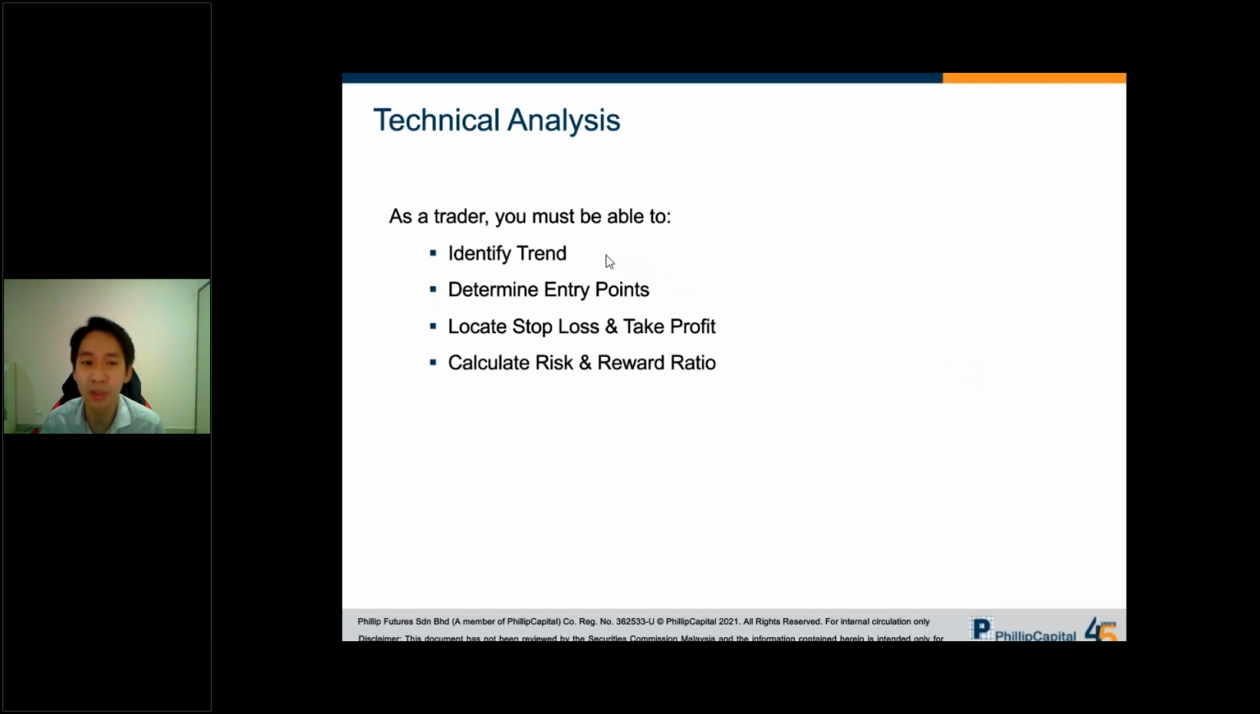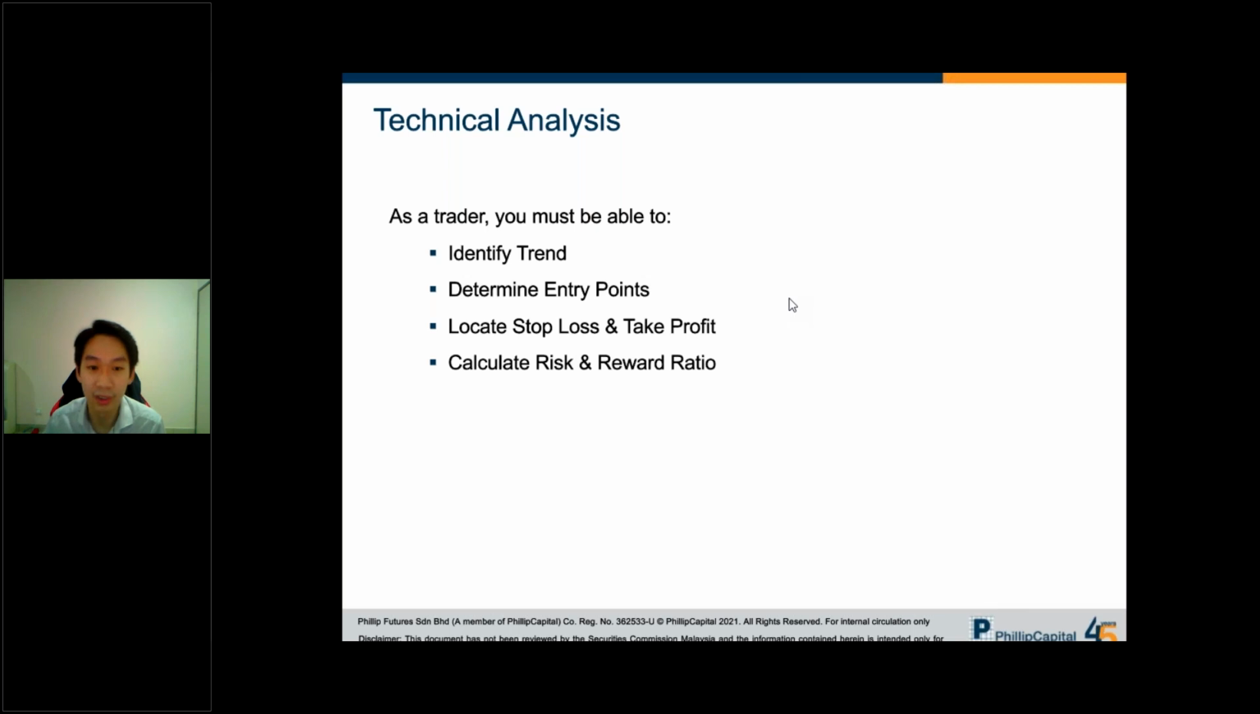The first thing will be to identify the trend. You want to know whether currently the trend is an uptrend, downtrend, or sideways. Next, you will determine your entry points, and also locate your stop loss and take profit. For this we will use support and resistance, which we shall show you later.